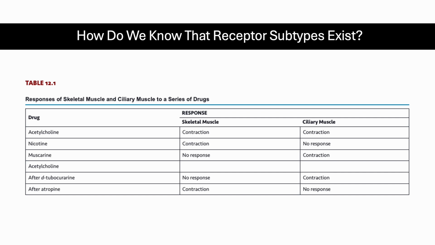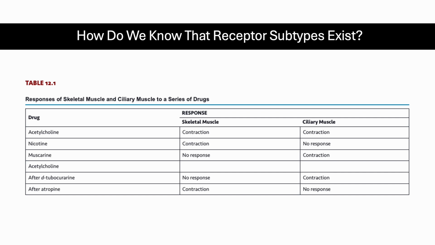So then what do the effects of nicotine on skeletal muscle and ciliary muscle suggest? Well, there are four possible conclusions based on this study. Because skeletal muscle contracts in response to nicotine, we can conclude that the skeletal muscle has a receptor at which nicotine can act. And because ciliary muscles do not respond to nicotine, we can tentatively conclude that ciliary muscles do not have a receptor for nicotine.